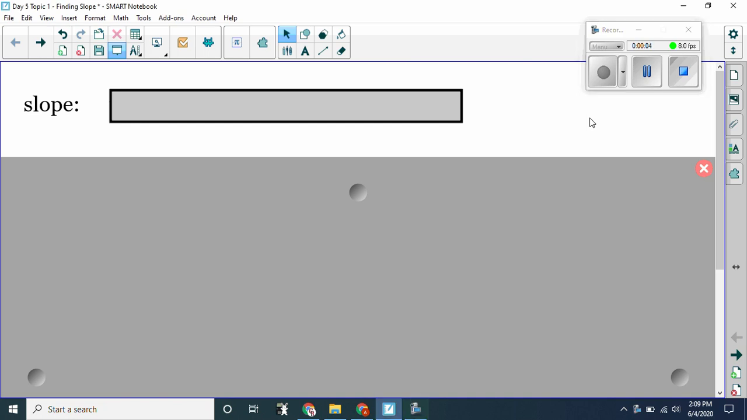Today's day 5. Primarily what we'll be talking about today is slope, what it is, how to find it, whether you're given a graph or given 2 points.